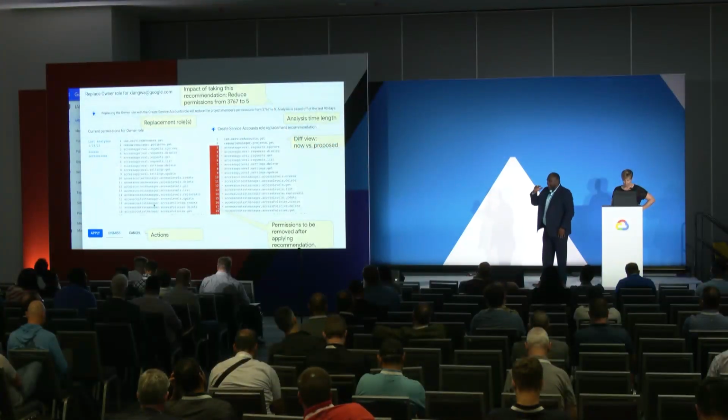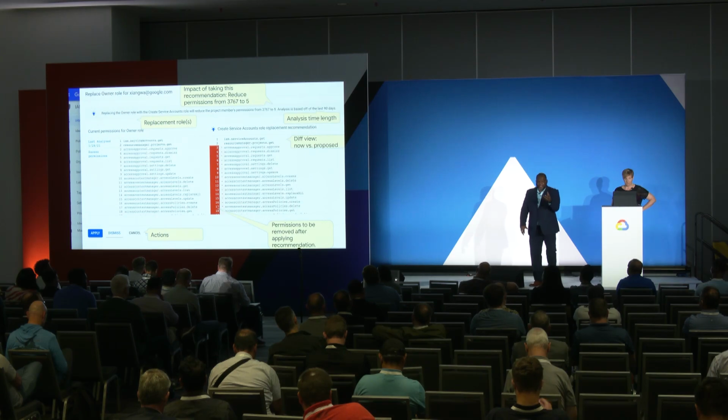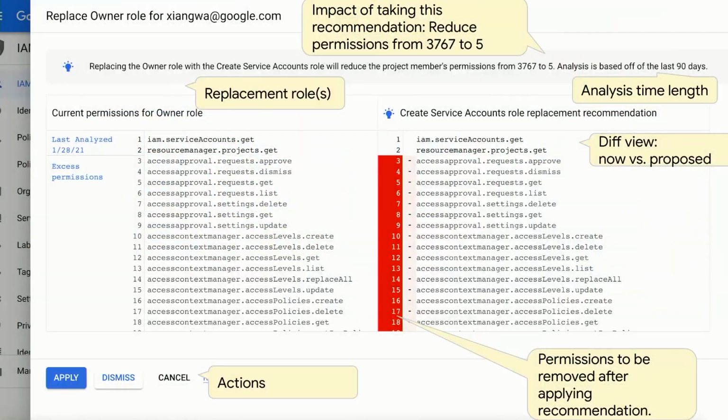So with Recommender, with 90 days of data, we get an AI-enabled ability to look at this and tell us that of the roles he has, he's not using all of these other permissions. So we can remove those permissions, and we can actually create a more specific role based on what Recommender is highlighting here for us. So Recommender is great for that.